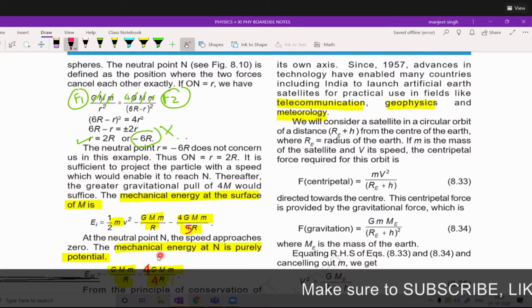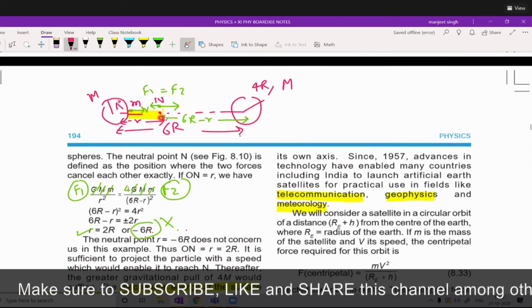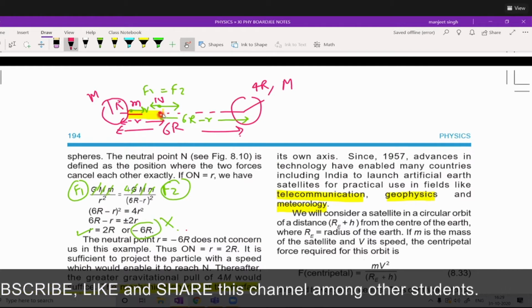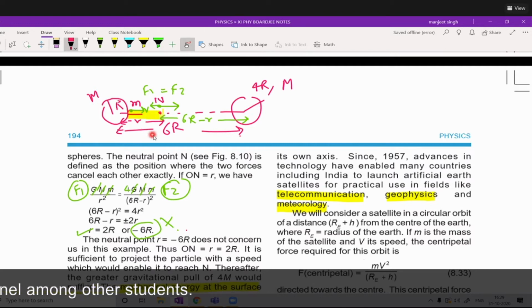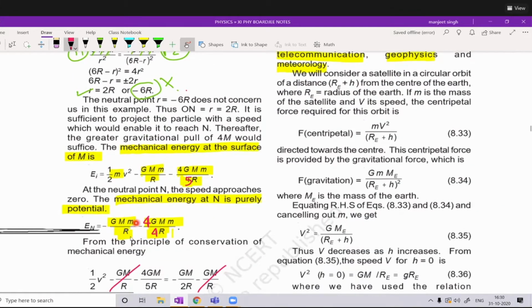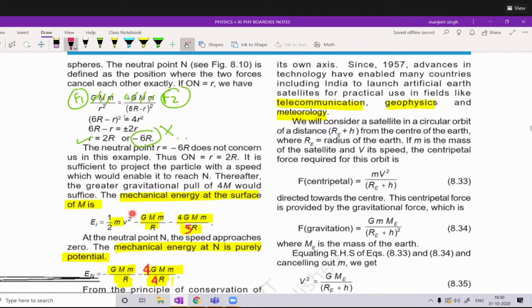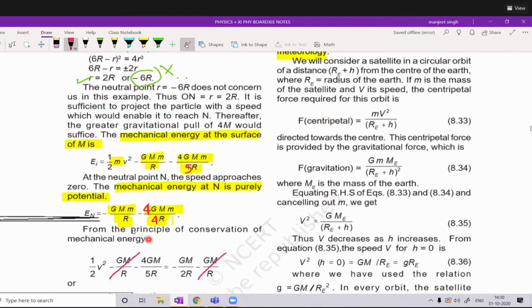Now let us calculate the total energy at the neutral point. The total energy at the neutral point is the potential energy of small m mass here and this capital M mass. So that is minus GMm upon this distance, which is 2r. Okay, minus GMm upon r. On the surface we have to calculate minus GMm upon... it is wrong, it will be 2r here.